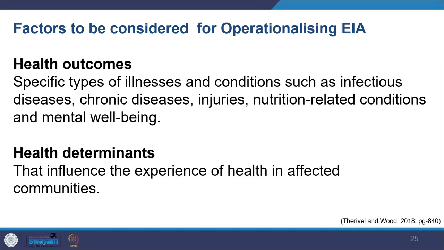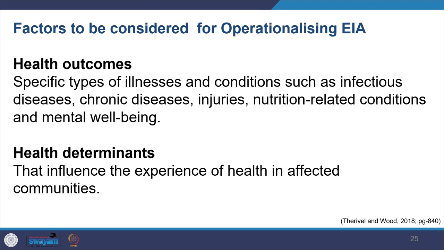you need to consider both health outcomes, which means when we say health outcomes, it means specific types of illness and conditions such as infectious disease, the range of chronic disease, injuries, nutrition-related conditions, and mental well-being.